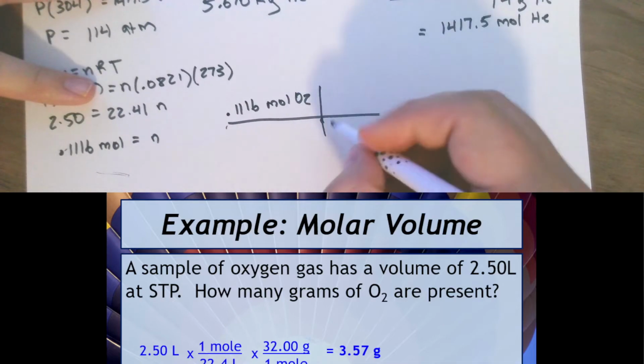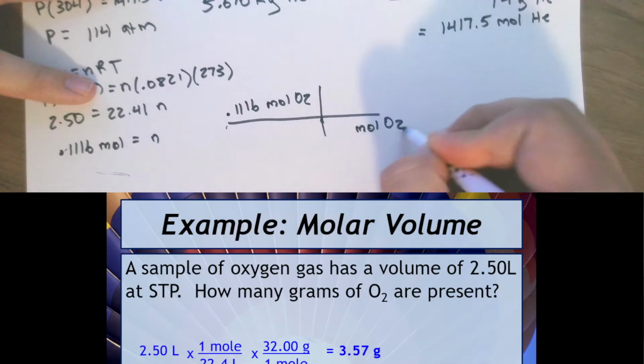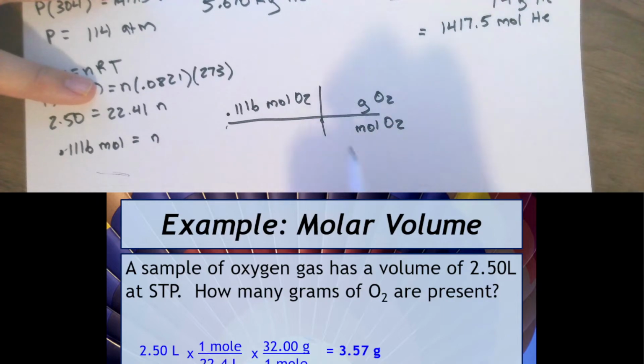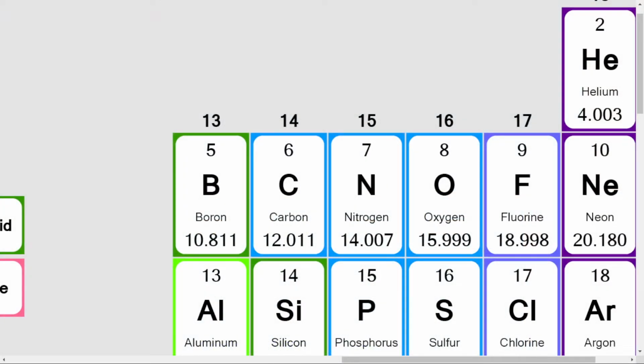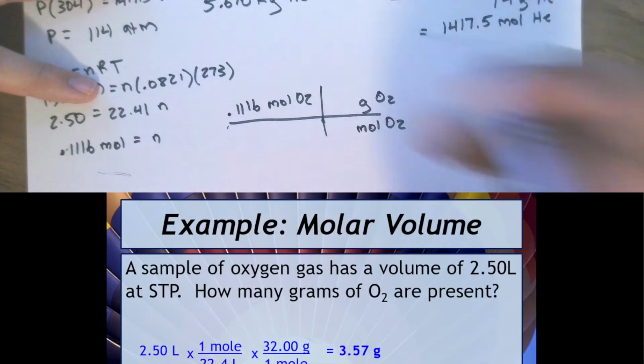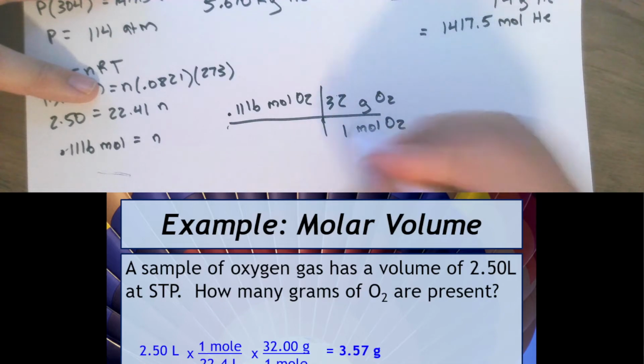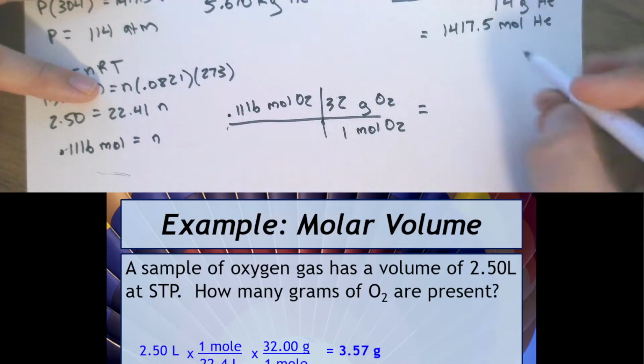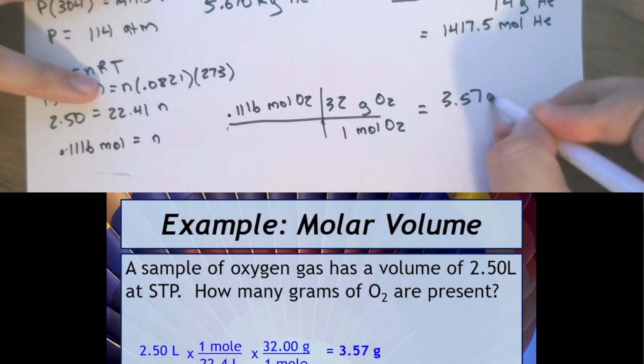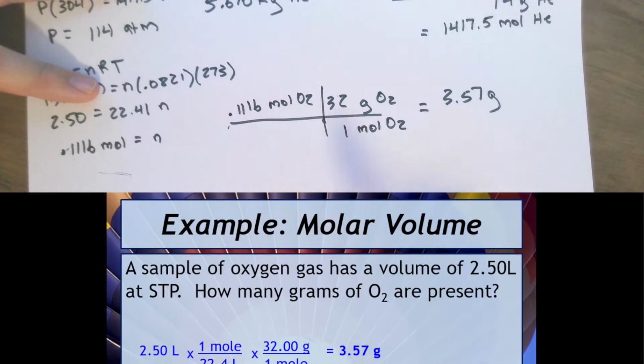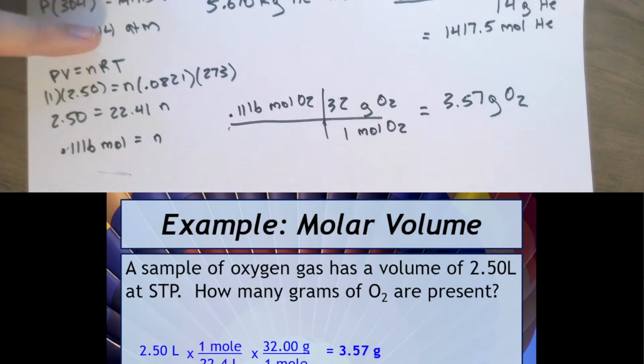Moles of oxygen on top, so I'm going to put moles of oxygen on the bottom and convert it into grams of oxygen. So I need to go to my periodic table and find the molar mass of O2. Oxygen here is 15.999, let's just round it to 16, and then times 2 because there's 2 of them. So an O2 molecule weighs 32 grams per every mole. So 32 grams in 1 mole of it. Multiply across. 3.57 grams of O2 is my final answer.